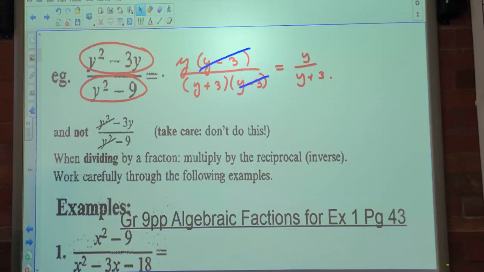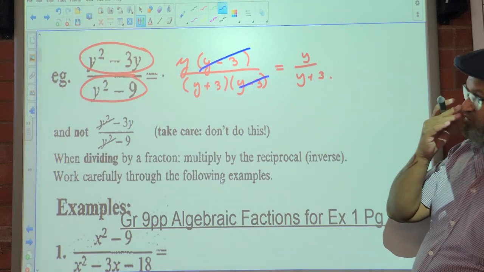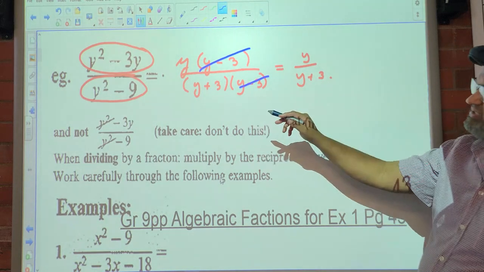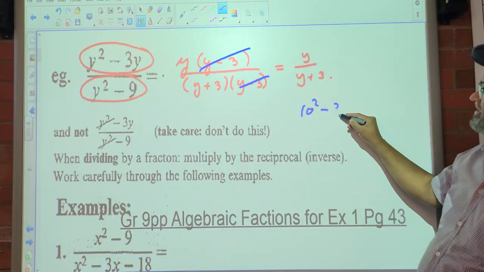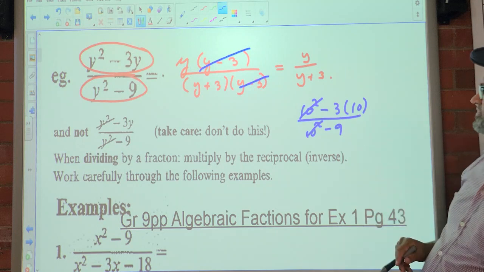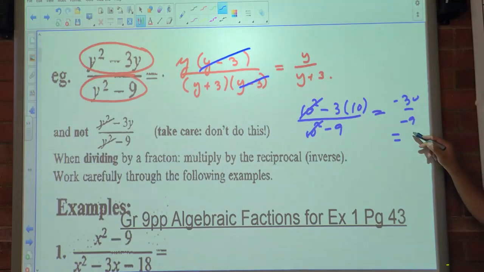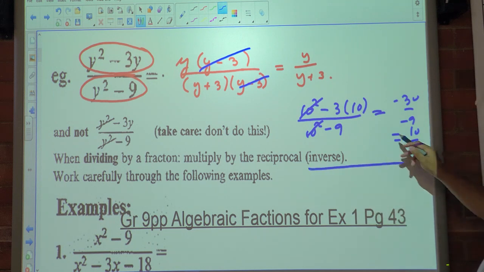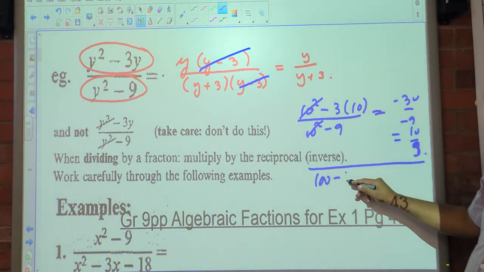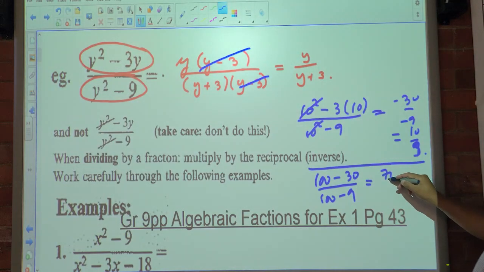You guys understand? An example of that is, say y is 10. Then that's going to give you 10 squared minus 3 times 10 over 10 squared minus 9. If you're going to cancel that out, then you're going to get negative 30 over negative 9, which is 10 over 3. But if I now multiply that out, it's going to give you 100 minus 30 over 100 minus 9, which is 70 over 91. Can you see it's not the same?